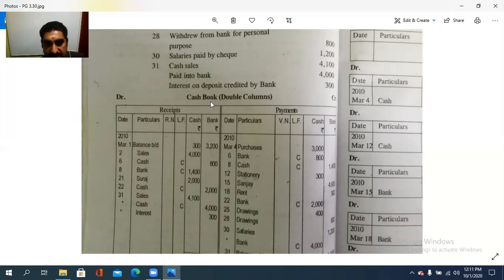And the same day, see, bank is there, cash column, 800. Clear? So the entry is bank account debit to cash: to cash in the bank column on the receipt side and by bank in the cash column on the payment side. Clear? That is the contra entry.